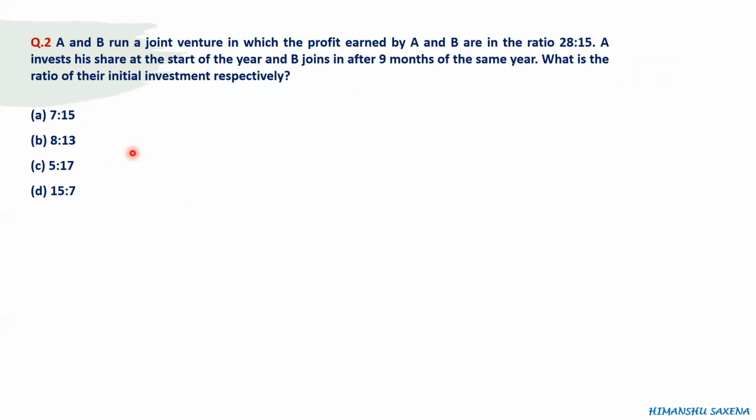Now, in any joint venture, the ratio of the profit is always directly proportional to the investment done by the person and also how long he has invested. So, the ratio of the profit is directly proportional to the number of months or years he has invested and how much was his initial investment. So now let's see how to solve this question. Let's assume that they invest small a and small b amount respectively in the joint venture.